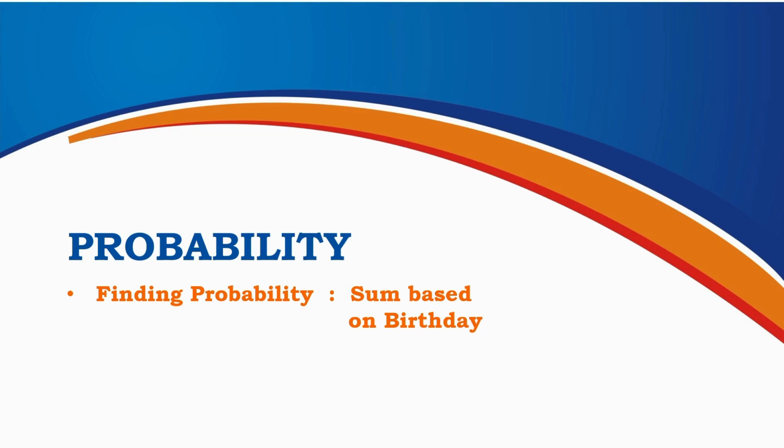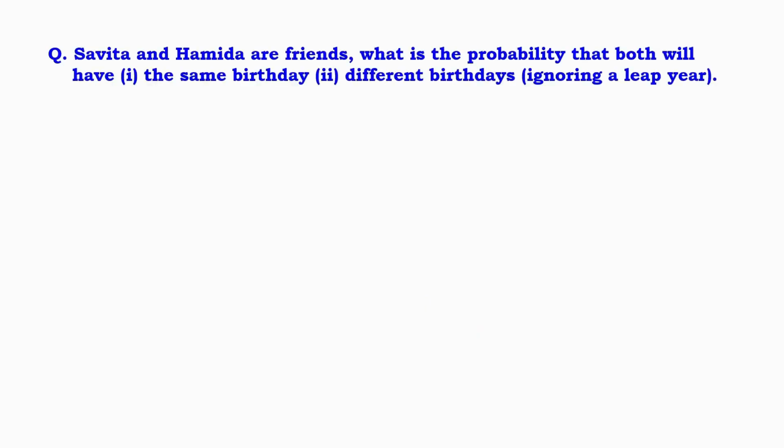Now the next topic is finding the probability of some event based on birthday. Let us take a look at the question. Savita and Hamida are friends. What is the probability that both will have the same birthday, or different birthdays, ignoring a leap year? So here we will consider only the normal year. Let us take a look at the solution.